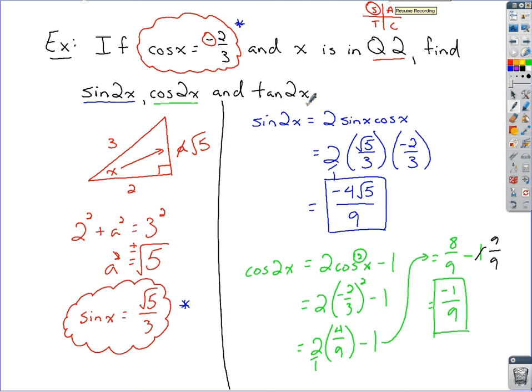All right, last thing we need to find, tangent of 2x. We've done a lot of work to get to this point, but really with the tangent of 2x, we can just use all that work to help us get this answer pretty quickly. The tangent 2x is just going to be the sine of 2x over the cosine of 2x.